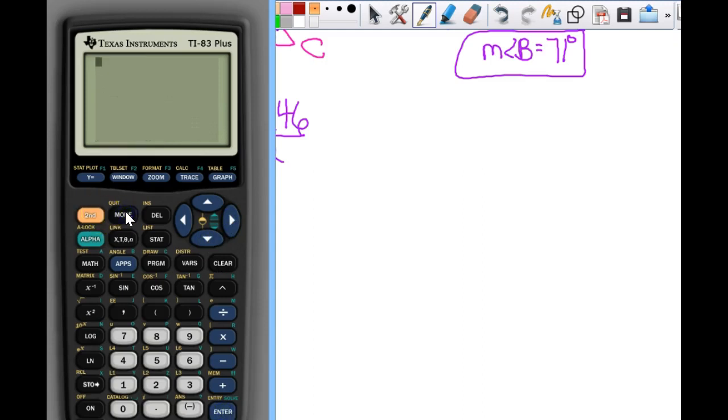And then when you do this, what are we typing in? 56 times the sine of 46. What else do you have to be careful with? Parentheses. Yes, you absolutely have to close that one. And then divided by the sine of 63. And do you have to close this one? You don't have to, but it's not bad to get in the habit, so you actually close it when you need to. All right. And then hit enter, and there's your answer.